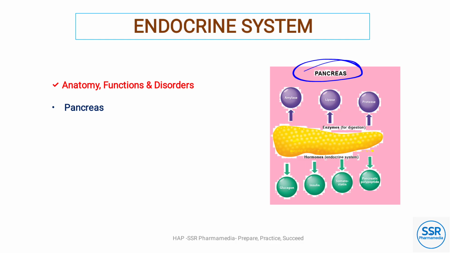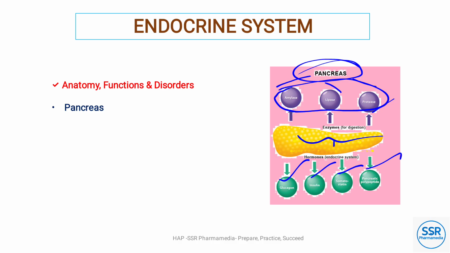Next, pancreas. First we have to know about the pancreatic enzymes: amylase, lipase and protease. So there are three types of pancreatic enzymes. These enzymes are mainly involved in digestion. The main endocrine hormones of the pancreas are glucagon, insulin, somatostatin and pancreatic polypeptide. So there are four types of hormones. So, pancreatic hormones and pancreatic enzymes.